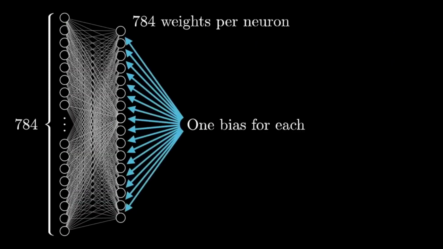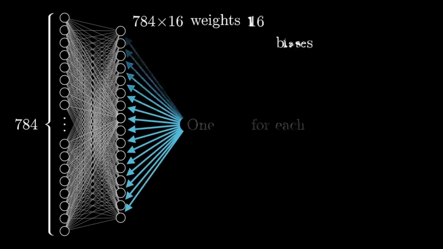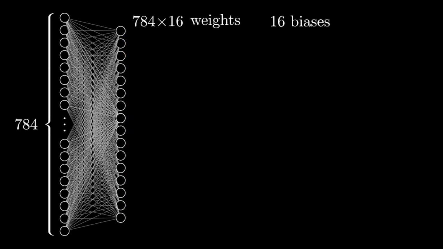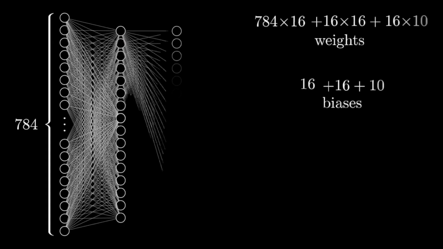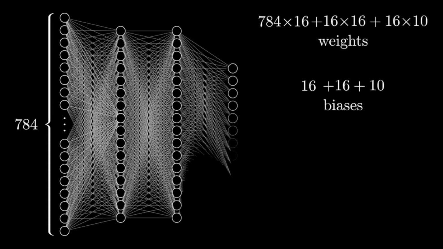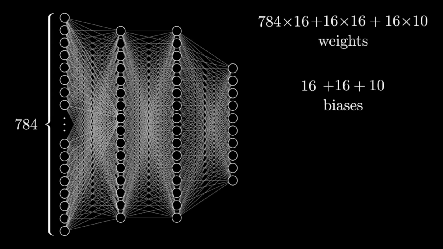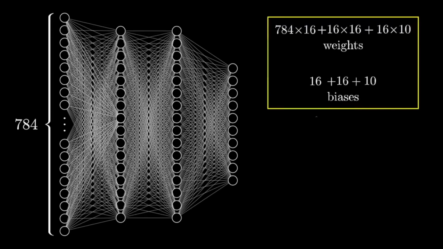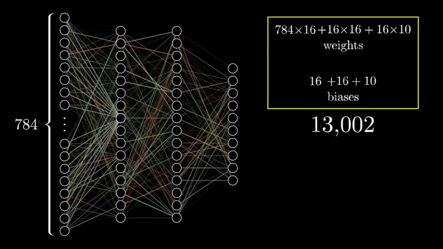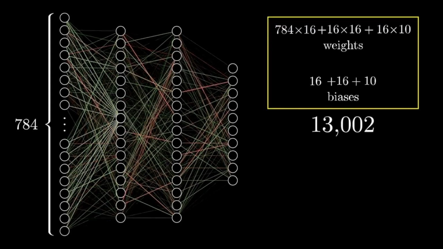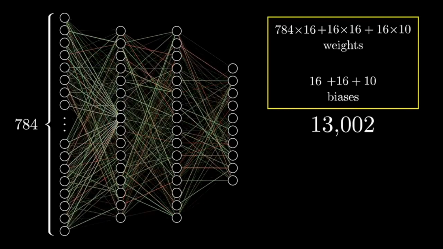With this hidden layer of 16 neurons, that's a total of 784 times 16 weights, along with 16 biases. And all of that is just the connections from the first layer to the second. The connections between the other layers also have a bunch of weights and biases associated with them. All said and done, this network has almost exactly 13,000 total weights and biases. 13,000 knobs and dials that can be tweaked and turned to make this network behave in different ways.